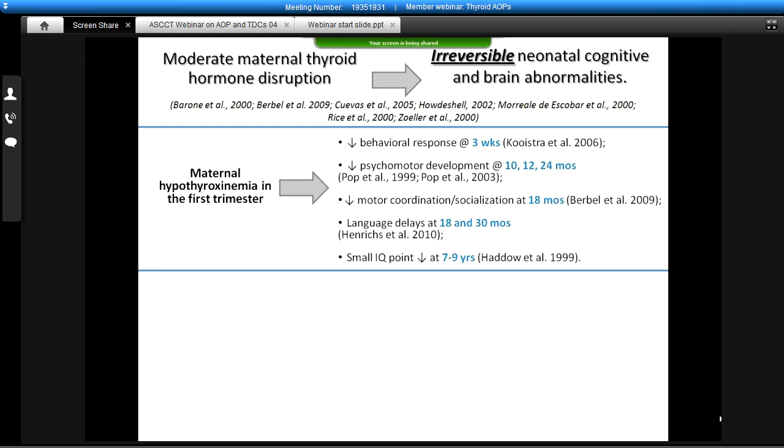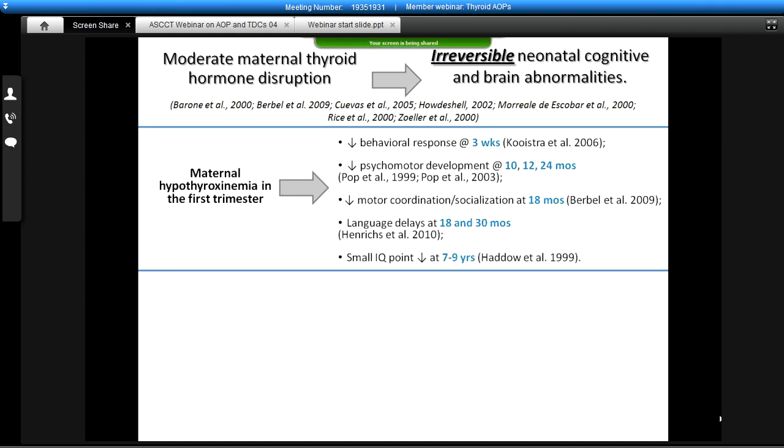maternal T4, or hypothyroxinemia, results in decreased behavioral responses at 3 weeks of age, decreased psychomotor development at 10 to 24 months of age, delayed motor coordination and socialization at 18 months, language delays at 18 to 30 months, and small but significant IQ point losses in children at 7 to 9 years of age, demonstrating not only this correlative link between maternal thyroid hormone disruption and adverse neurodevelopmental delays, but also their permanence over time throughout childhood.